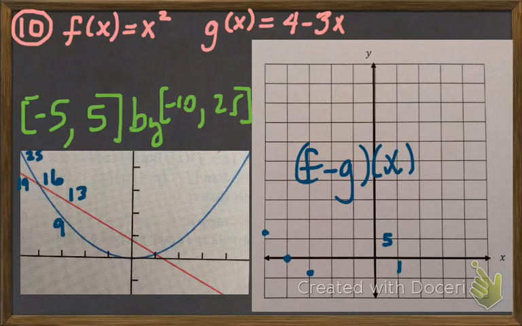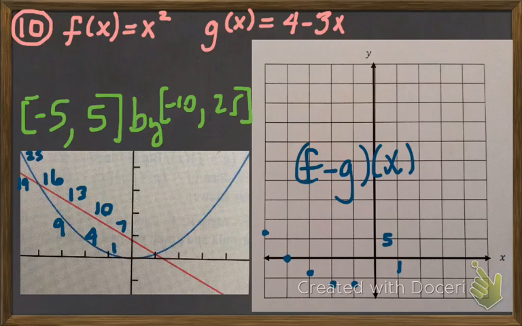Then to the left 2, and obviously -2 squared is 4, and if I plug -2 into my g of x, I get 4 minus 3 times -2, which would be 4 plus 6, or 10. So 4 minus 10 is -6, which would put me right here, roughly. And then I go to -1, and at -1 I get 1 from the parabola. For g, 4 minus 3 times -1 would be 4 plus 3, which is 7, and then it's 1 minus 7, which is also -6.